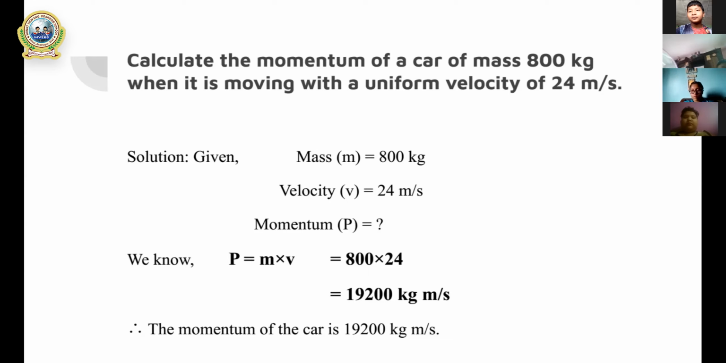So if you get hit by the moving car, which has 800 kg mass and is moving with a velocity of 24 meter per second, definitely you will be collapsed. There will be a lot of collision, and it even ruptures you, because numerically the momentum is equal to 19,200 kg meter per second, which is high momentum. Let me go to another slide here.